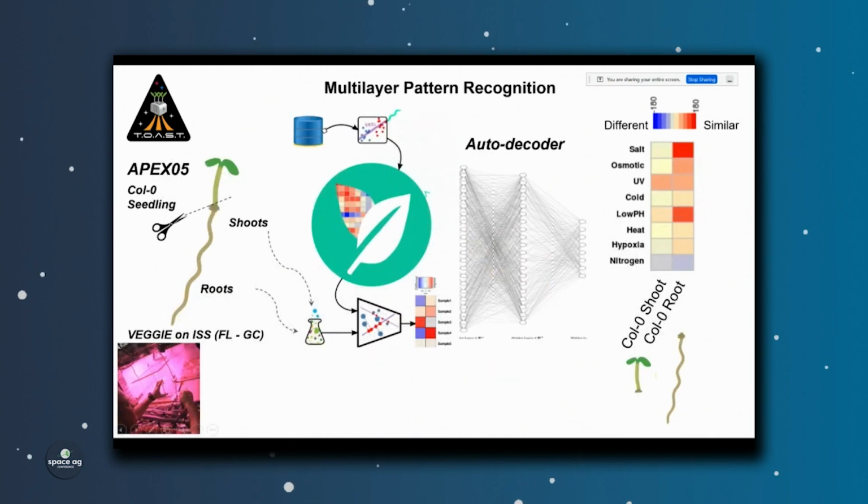So when we put the APEX-5 data through and we're able to look at the roots and the shoots, the hypothesis we had was actually based on some of the earlier work done by Marshall Porterfield and some of the people that presented earlier in this conference, that essentially we believe that plants will be experiencing hypoxia stress in spaceflight due to the lack of convective mixing of gases. The color coding you can see here, more red means more similar, and more blue means more different.